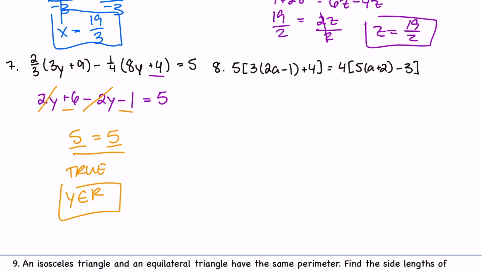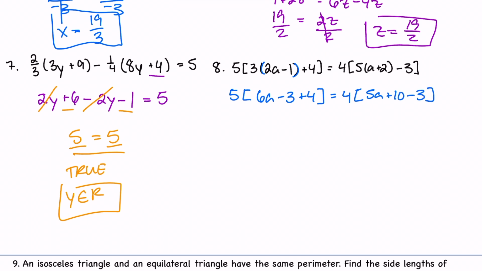For question 8, we have some nested brackets. So I'm going to start with the innermost one here. So we have 5 times, and then 3 times 2a is going to be 6a, and 3 times -1 is going to be -3, and then we have a plus 4, and that's going to be equal to 4 times, and then 5 times a is 5a, and 5 times 2 is 10, and then we have a -3.